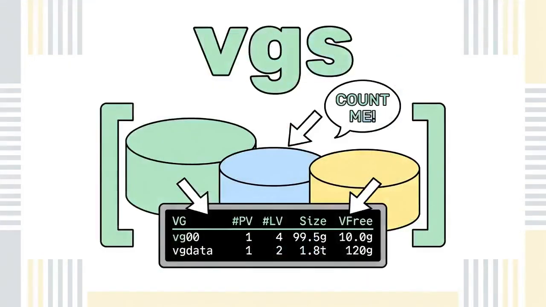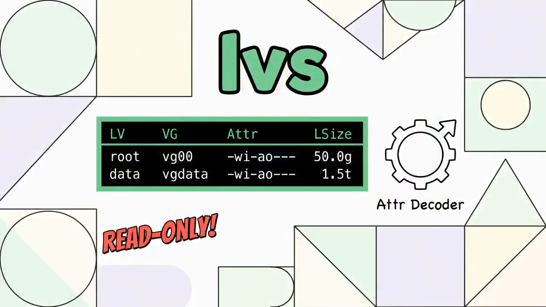Next, vgs. Same idea, one level up. It summarizes each volume group with its name, the count of member physical volumes, the count of logical volumes carved from it, aggregate size, and free space. This is the fastest way to see how much room is left in any VG. Then lvs lists every logical volume with its parent VG, the verbose attributes field, and size. The attr column encodes open status, writability, and allocation policy in a compact code, letting you read the LV's state at a glance.